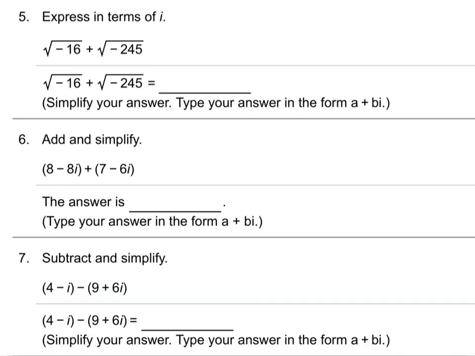Okay, so try number 5. Square root of negative 16? 4i, right, because the square root of 16 is 4, and the negative inside makes an i come outside.